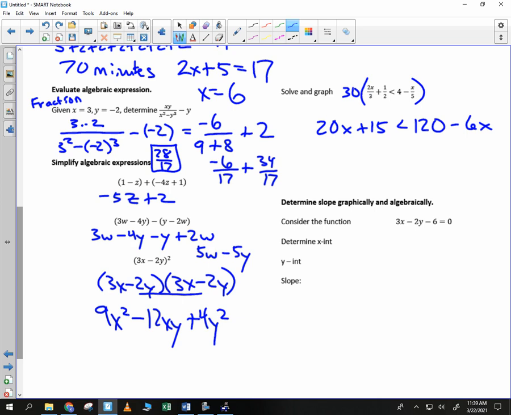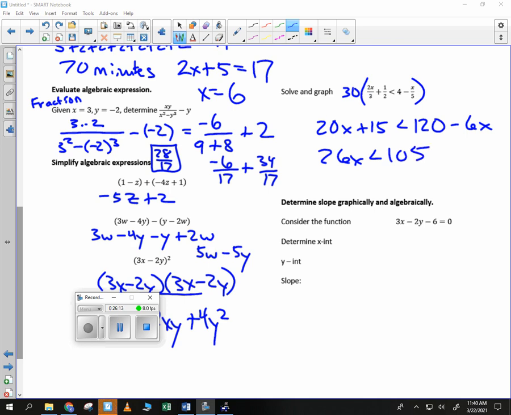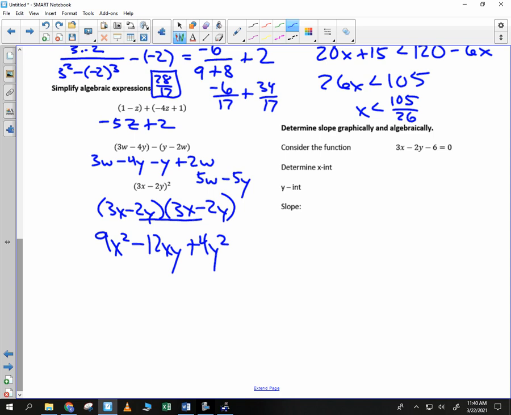Question? You all pass? Thank you. And there we go. So you should have 26x is less than 105, so you divide by 26, x is less than 105 over 26. You plot that, would it be an open or closed circle? Open circle.